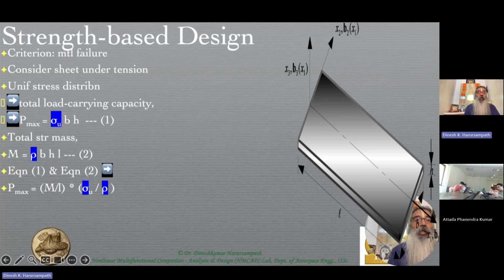If I substitute for that BH over here, and then I evaluate P max, or the other way around for BH, I can substitute as M by rho L from the second equation. You see that M by L I can take out as a separate factor, and then I have sigma U by rho. Why is M by L a separate factor? Because it's not a material property. The other is, of course, L, as I said, is semi-span in this particular example, dictated by the aerodynamicist.